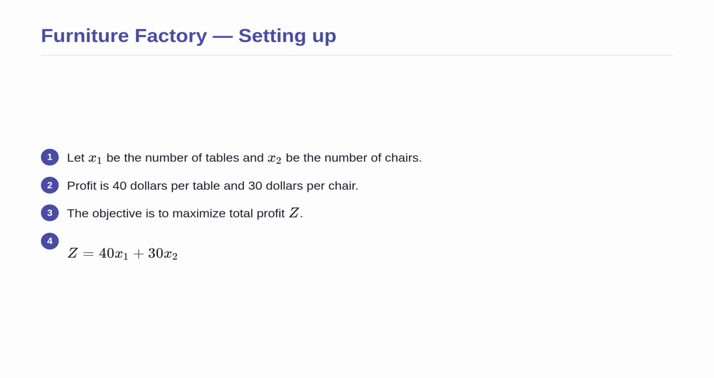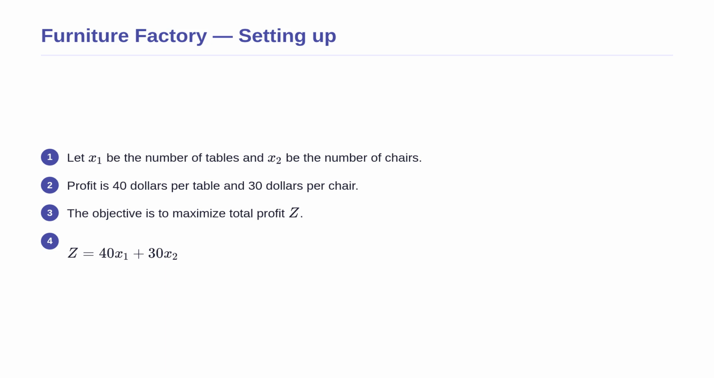Before we move on, let us see this with a concrete example. A factory manager wants to know how many tables and chairs to build to make the most money. We begin with phase 1, problem definition. Our decision variables are the number of tables, which we will call X1, and the number of chairs, which we will call X2. The objective is to maximize total profit.